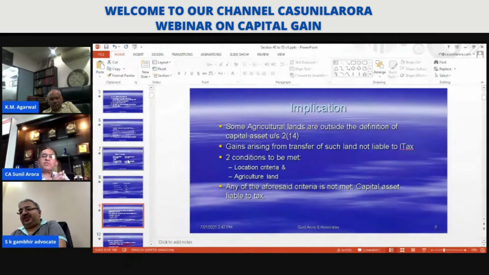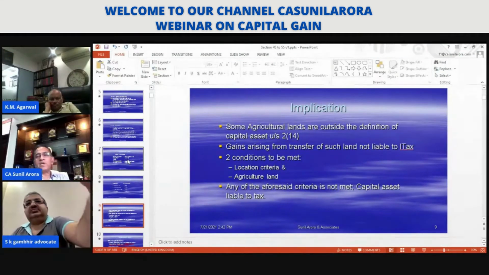So what is the implication here? The implication here is that there is some agricultural land which will be outside the definition of capital asset under section 2(14), and there will be other agricultural land which would be treated as a capital asset.